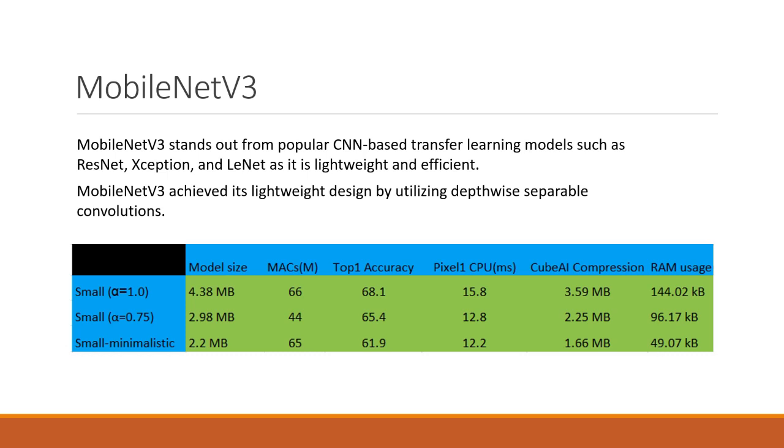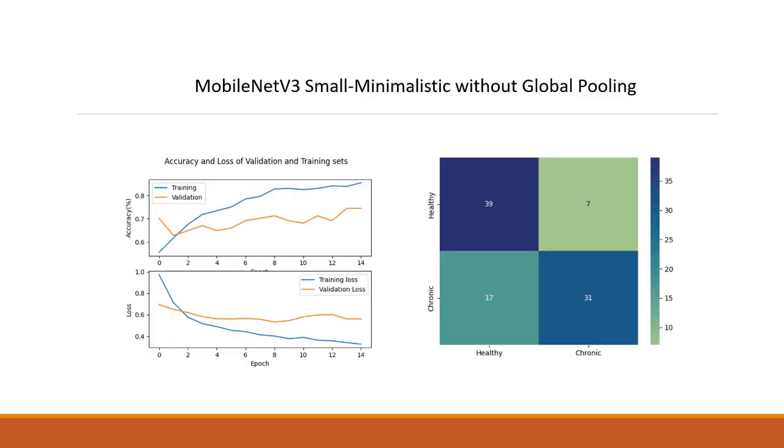Only a small, minimalistic architecture fits into the microcontroller, and when I built the MobileNet V3 model, I had 2 options. Either I could use a global pooling layer or I could build a model without a global pooling layer. I tried both of them and I got the best results without the global pooling layer. It means that global pooling layers are decreasing the lung sound related information.